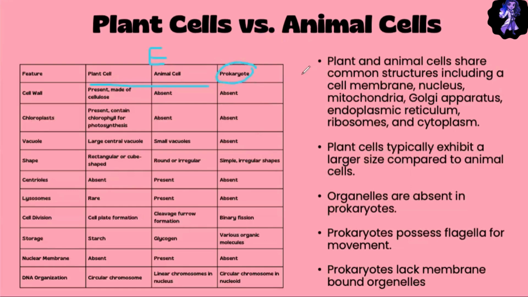So let's jump down here and take a look at the unique properties of prokaryotes. Prokaryotes, we didn't talk about much in this video, and that's because they do not have membrane bound organelles. So they don't have the nucleus. They don't have the Golgi apparatus. All those organelles we talked about do not exist. So prokaryotes lack those membrane bound organelles.